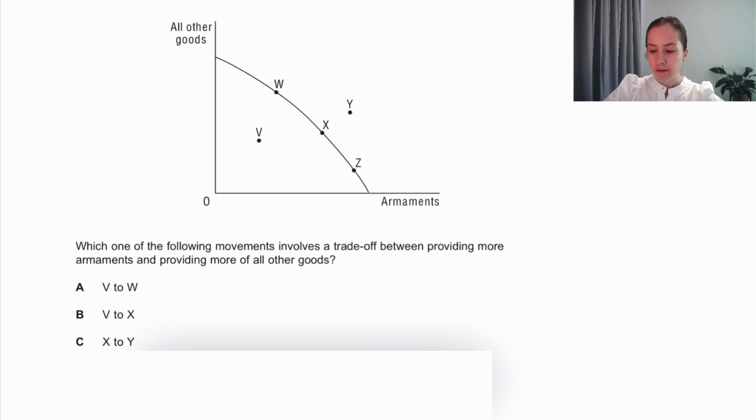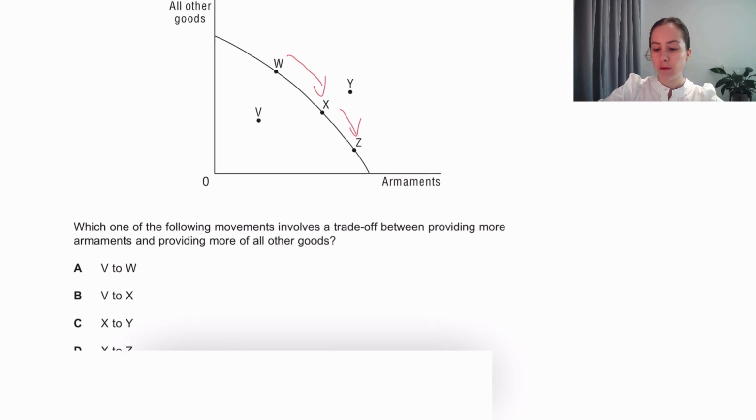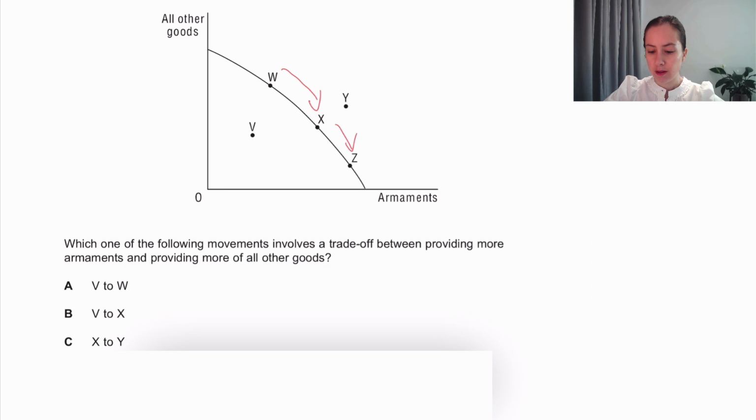We have a PPF and we're looking at something that has a trade-off. If you have a trade-off, you will be on your PPF somewhere. So which of the following movements involve a trade-off? And providing more of all the other goods. Right, which one involves a sacrifice? So everywhere between W, what does this mean?